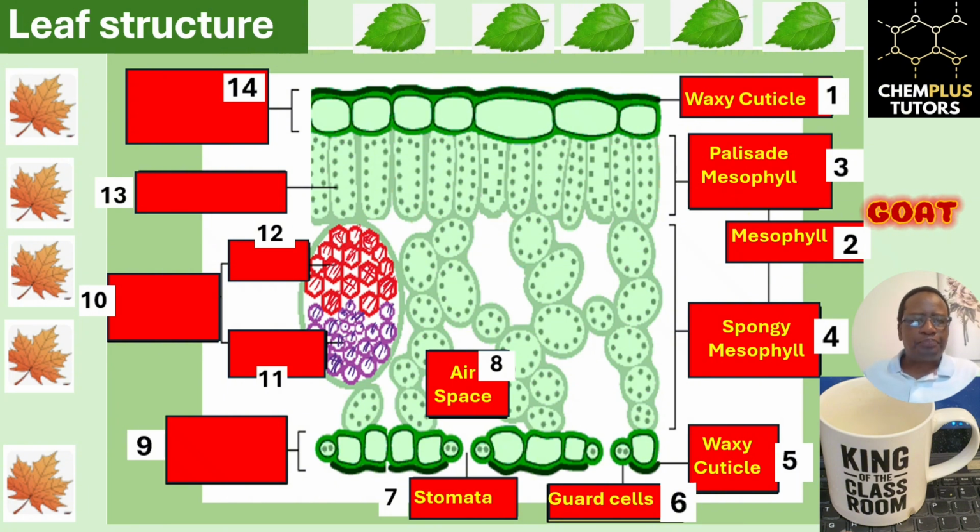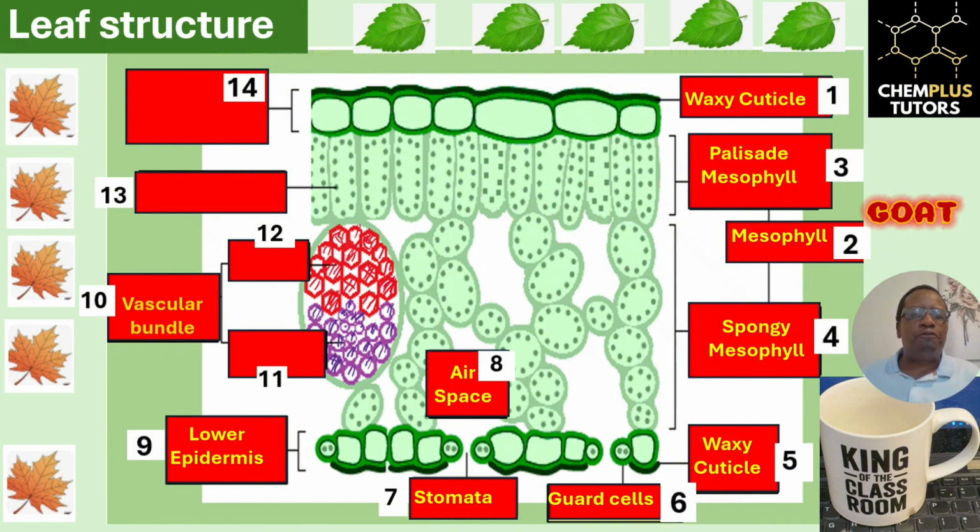Air space. Now, you can look at the bottom layer here, and there's also the top layer. They look the same. What is number 9 called? That bottom layer, number 9. The lower epidermis, I think. The lower epidermis. I am saying I think because I am a chemist. I'm just going into biology because I am craving biology today.